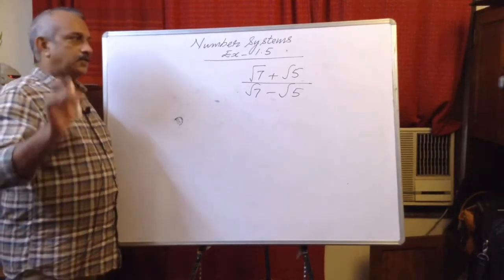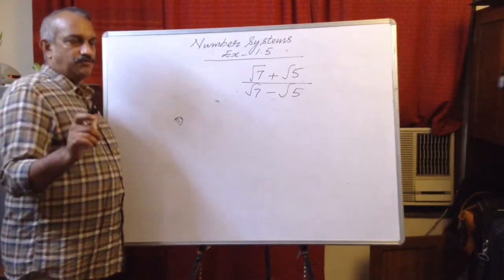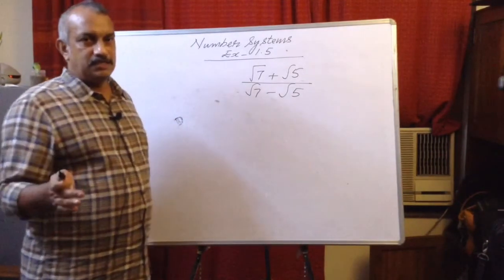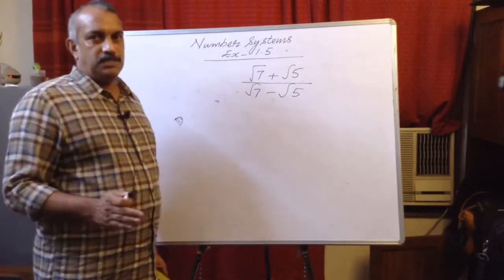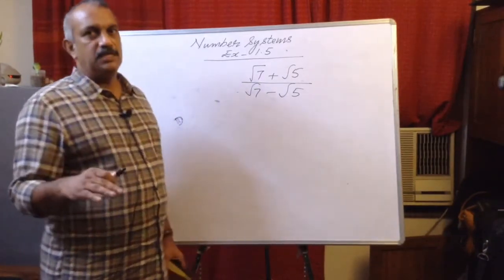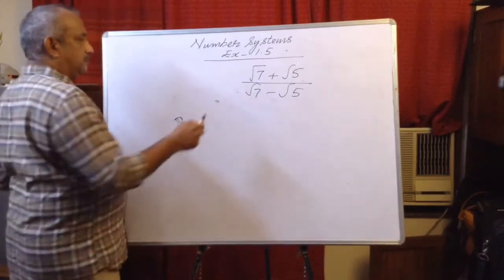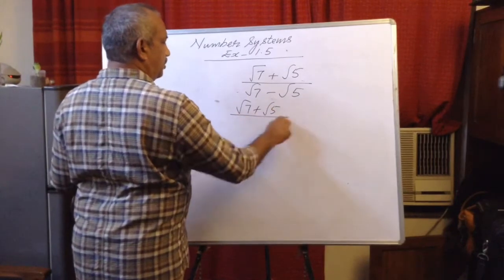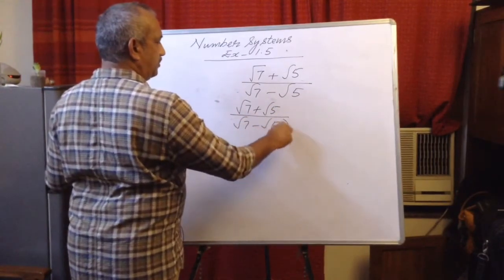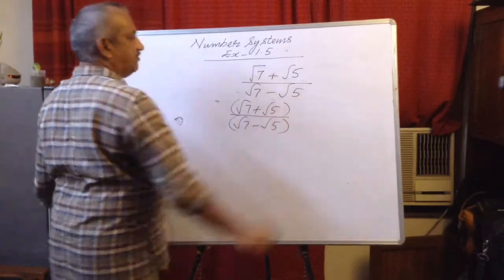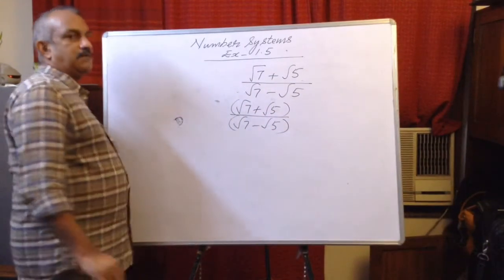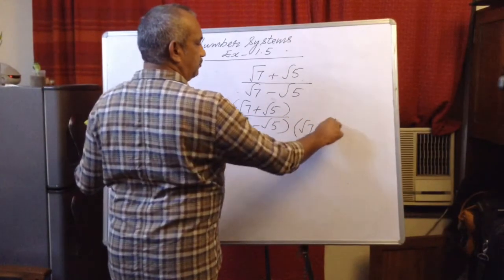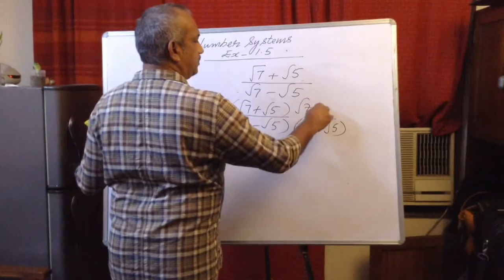So first step, look at the denominator, whether it is in the form a plus b or a minus b. If it is in the form a minus b, multiply by a plus b. If it is in the form a plus b, multiply by a minus b. So this will become root 7 plus root 5 upon root 7 minus root 5. Now what is the denominator? Root 7 minus root 5. It is in the form a minus b. So we will multiply by a plus b, root 7 plus root 5, root 7 plus root 5.